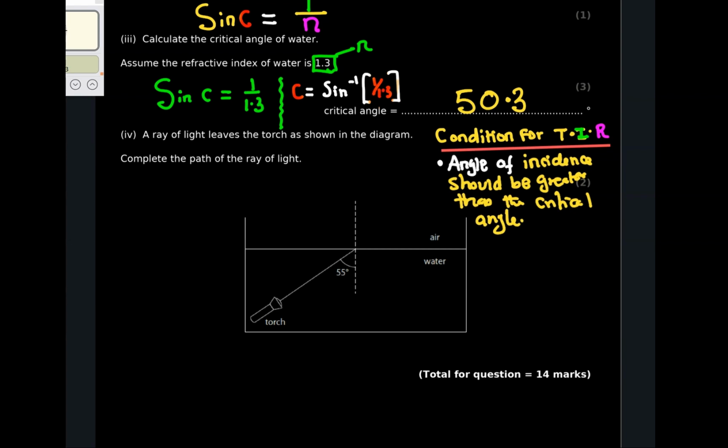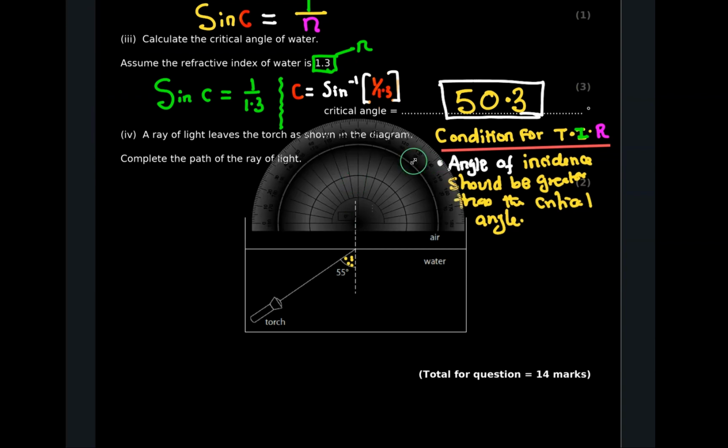That's one of the conditions. And the second condition is the ray must be traveling from a dense medium to a less dense medium, which is the case. It's moving from water to air. So the two conditions are satisfied. And so this angle is greater than this one. 55 is greater than 50.3.